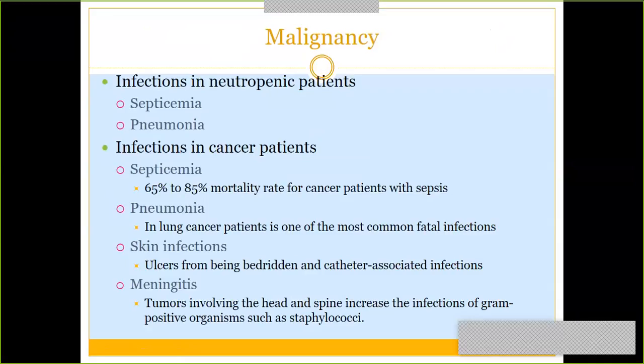Septicemia causes a huge mortality rate for cancer patients. So if they pick up something like septicemia, it's a really poor prognosis. Pneumonia is a big one, skin infections, meningitis. So you see big, big diseases that go along with somebody who has malignancy if they get something.